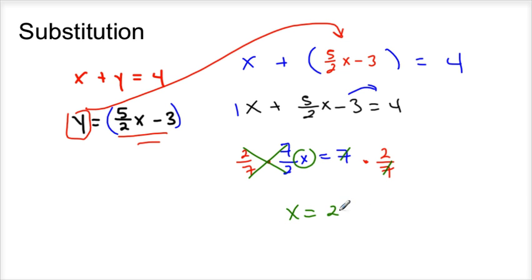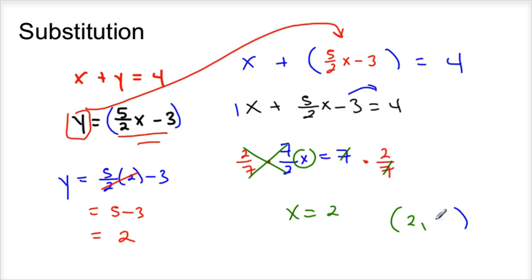Now again, this is just the x coordinate. I need the x and y coordinate. So let's go back and plug in or substitute in and find our y coordinate. It doesn't matter which equation you choose, either one. So if I go into this one, I get y equals 5 over 2 times 2 minus 3. We notice the 2's simplify here, so I'm just left with 5 minus 3, which is equal to 2. So the point of intersection is 2, 2.